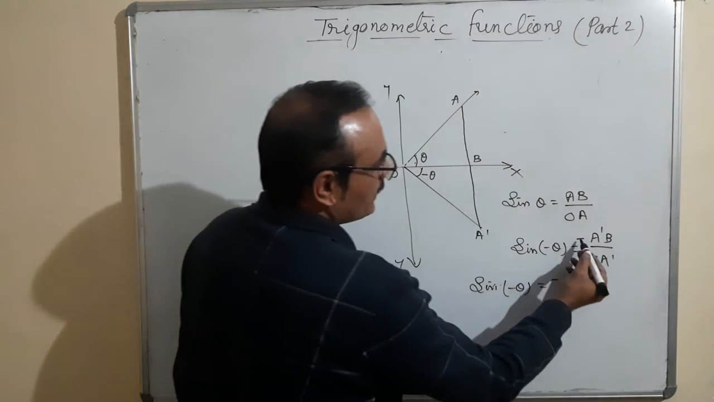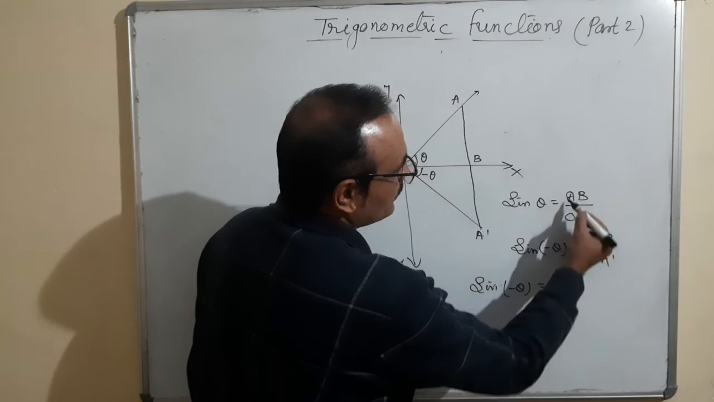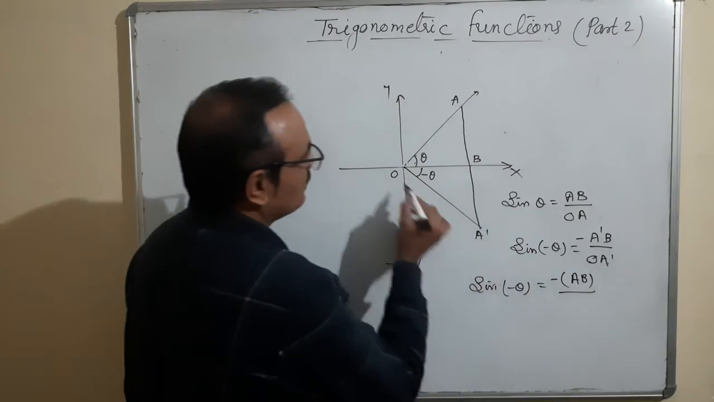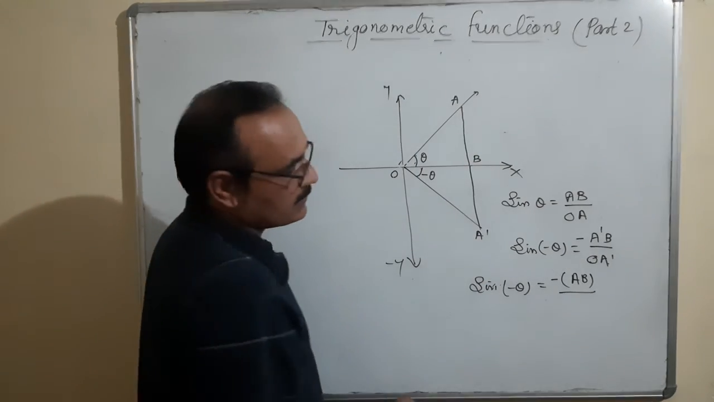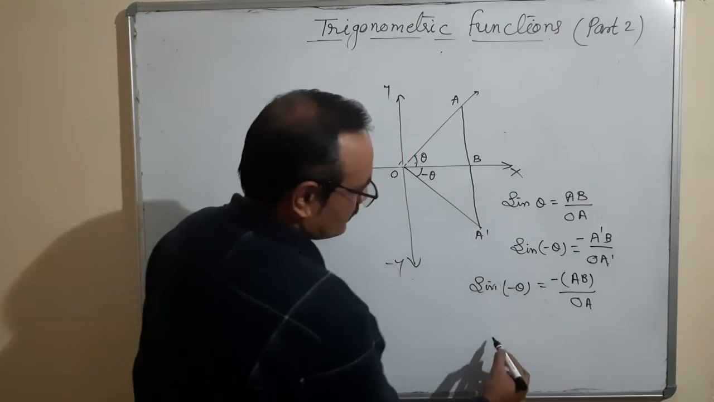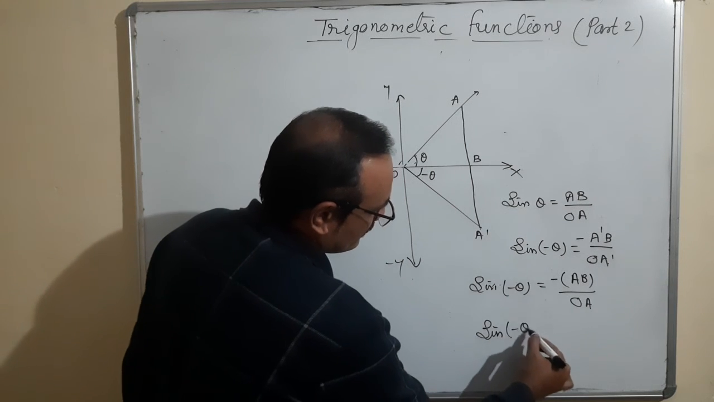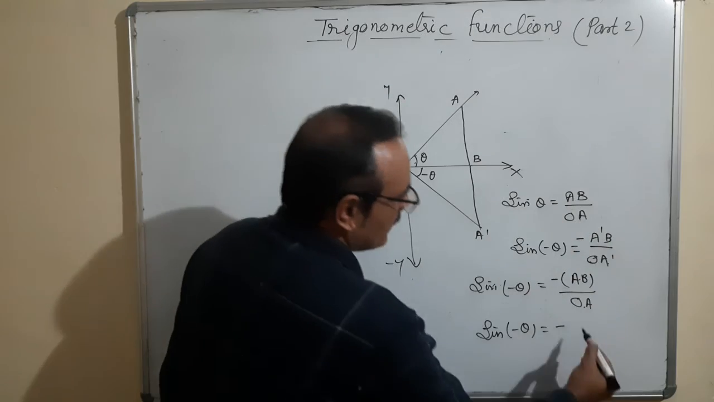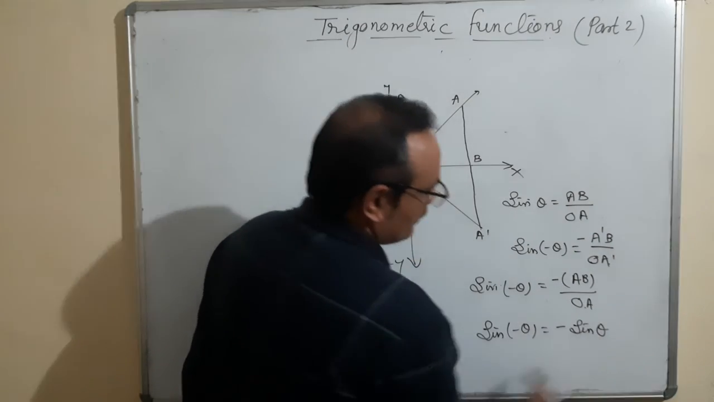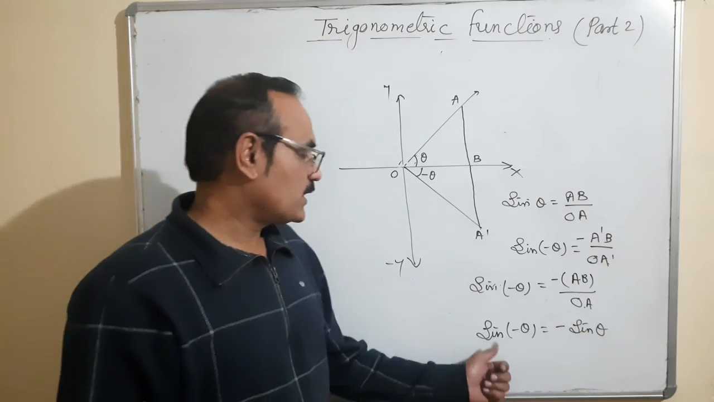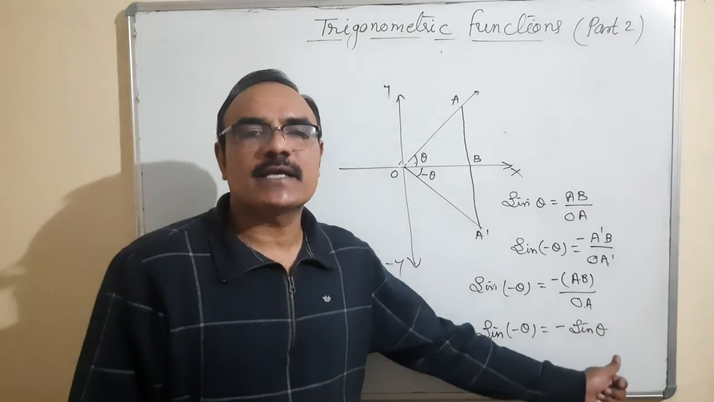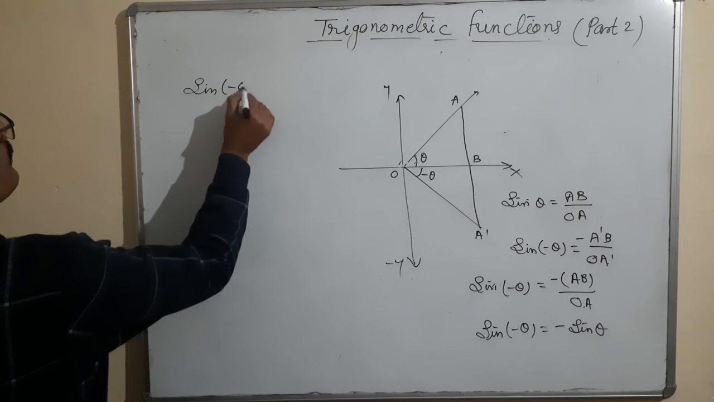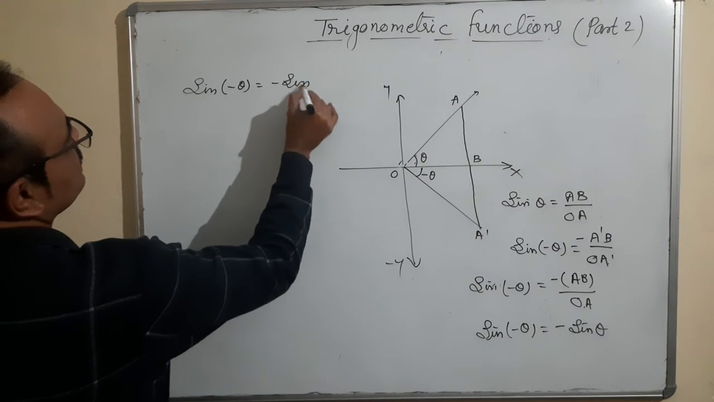So I write here minus, in place of A dash B, I can write AB upon OA dash, and OA dash and OA are the same length. So sine minus theta is equal to minus AB upon OA. What is AB upon OA? It is sine theta. So what is the conclusion? Sine minus theta is equal to minus sine theta. You remember this also? Sine minus theta is equal to minus sine theta.